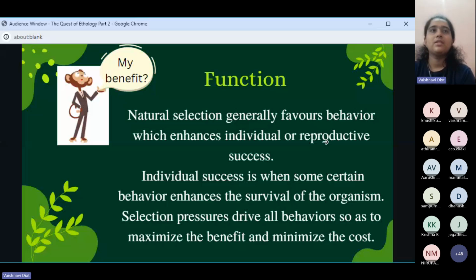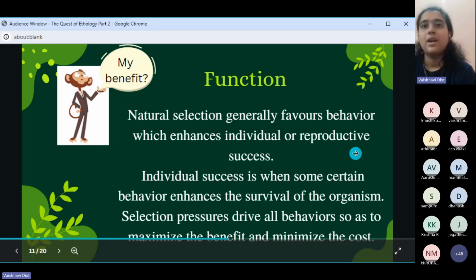So selection pressures drive the behavior to change in a way that maximizes the benefit and minimizes the cost. Now, as I said, natural selection is a compromise. It is not a choice. So it will try to maximize the benefit and minimize the cost. The same way as in our normal affairs, we try to maximize our benefit and minimize our cost. Nature thinks the same way. Okay. So now I told you about individual success.